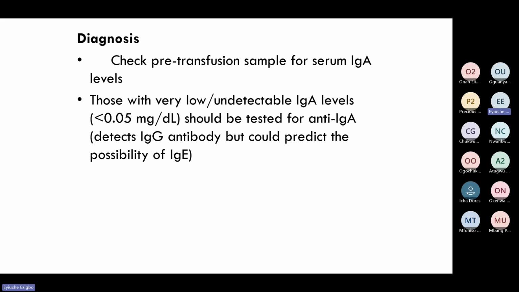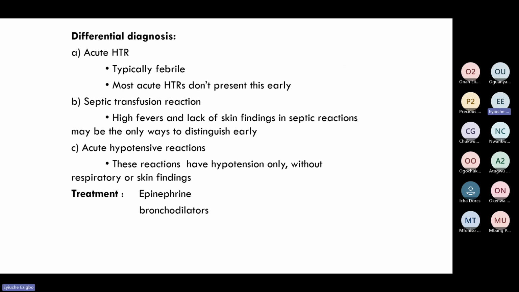Diagnosis is to check the pre-transfusion sample for serum IgA levels. Those with very low or undetectable IgA levels should be tested for anti-IgA. Okay, so for differential diagnosis, we have to differentiate it from acute hemolytic transfusion reaction, which is typically febrile. Most acute hemolytic transfusion reactions don't present this early. We also have to differentiate it from septic transfusion reaction. High fevers and lack of skin findings in septic reaction may be the only way to distinguish early. Acute hypotensive reactions have hypotension only without respiratory or skin findings. Treatment is with epinephrine and bronchodilators.